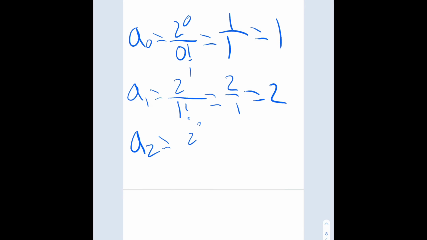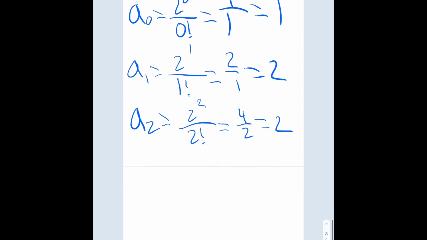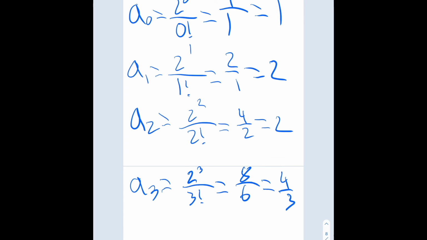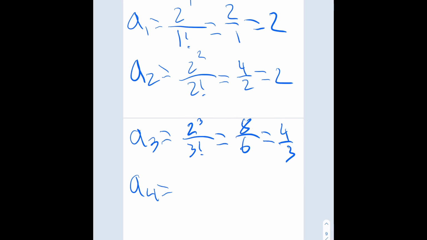A sub 2 is 2 squared over 2 factorial. 4 over 2 times 1 is 2, which is 2 again. A sub 3 is 2 to the third power over 3 factorial. 8 over 3 times 2 is 6, which can be reduced to 4/3. And the last one is 2 to the fourth power over 4 factorial, which gives me 16 over 24, which is 2/3 reduced.